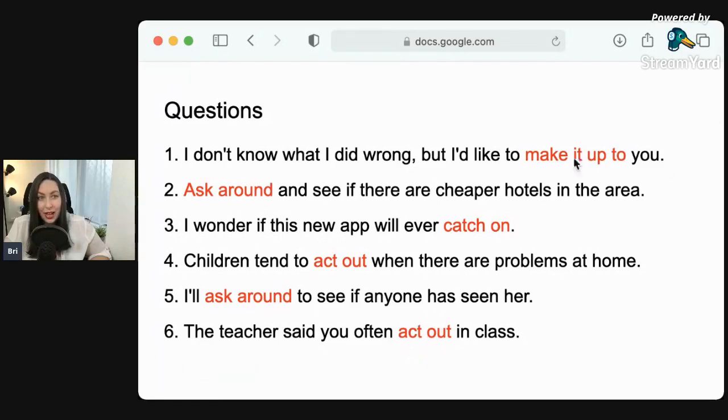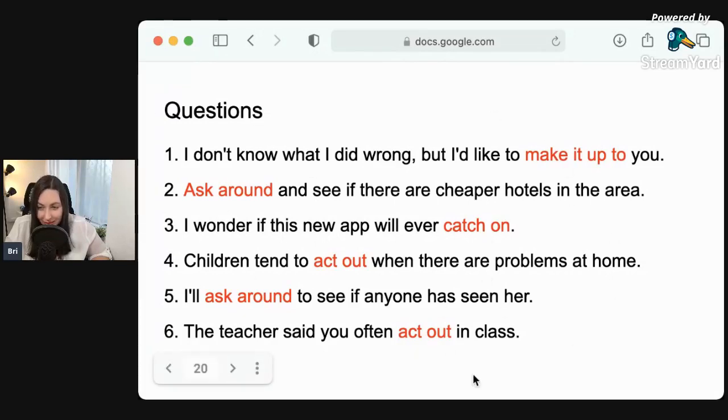Okay. So remember, make it up to someone. You want to apologize and do something nice for someone. Ask around means asking many people for information. Catch on means something becomes popular, either like a new custom, a practice, or a thing can become popular. But we don't use catch on for people's popularity. Okay, very good.